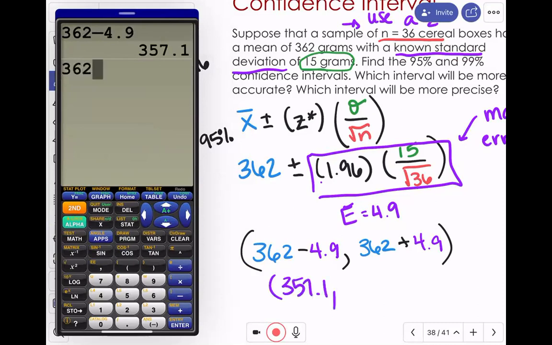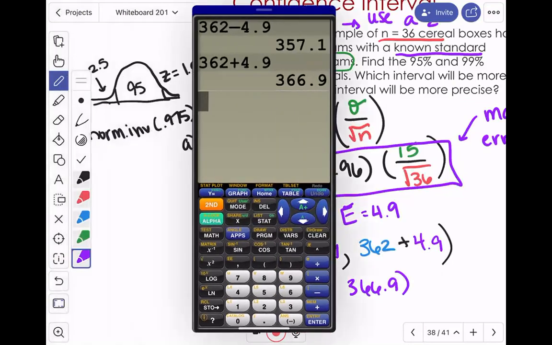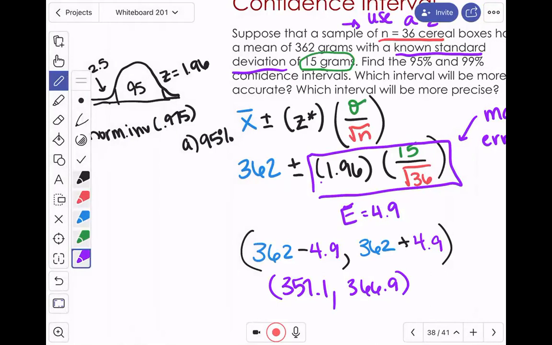$357.1 lower bound, 362 plus 4.9, which is 366.9. So what we're saying now is this. When we talk about confidence, what you're really saying is that you're confident that 95% of all intervals, if you construct them this way, will fall between these two values. 95% of the time we're going to capture the true value using these two values right here.